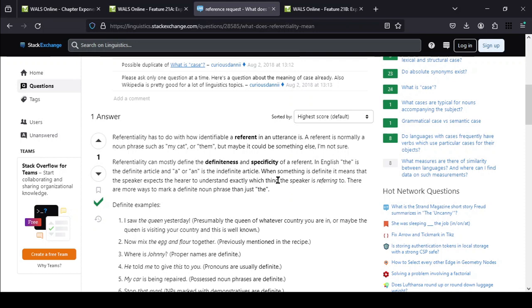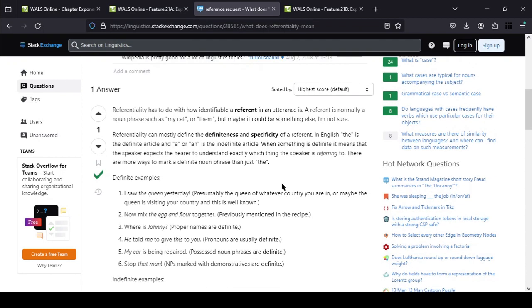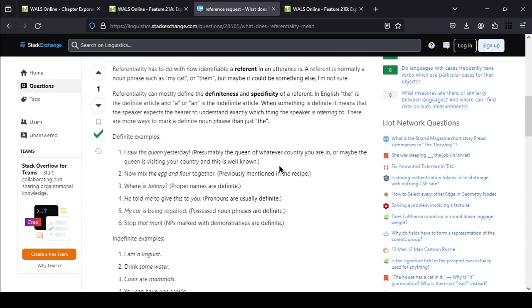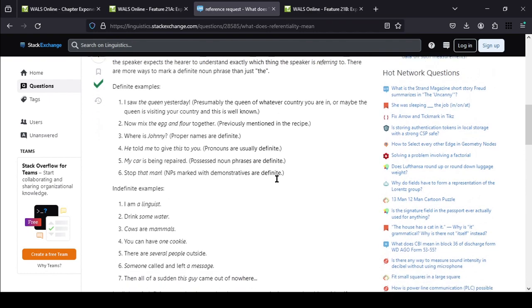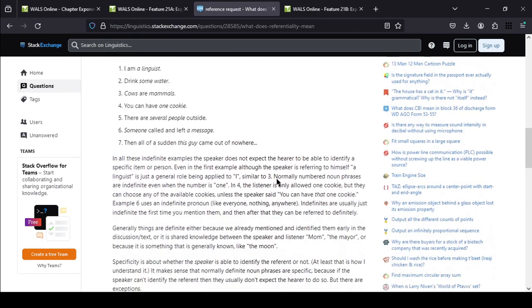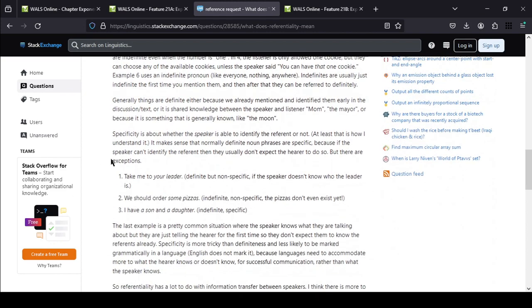Oh! So, it's like definite or indefinite. Those are kind of referentialities. Okay, that makes sense.